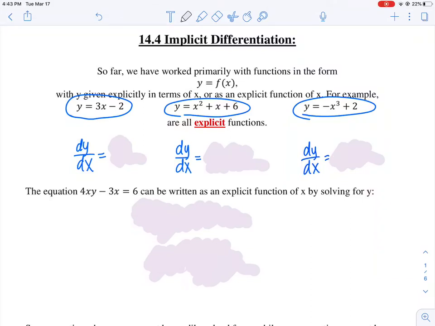Hey guys, we're now into 14.4. We skipped 14.3, so don't worry about that section. But 14.4 is all about what we call implicit differentiation. It's an idea that we're going to use to help us find derivatives when we have multiple variables.